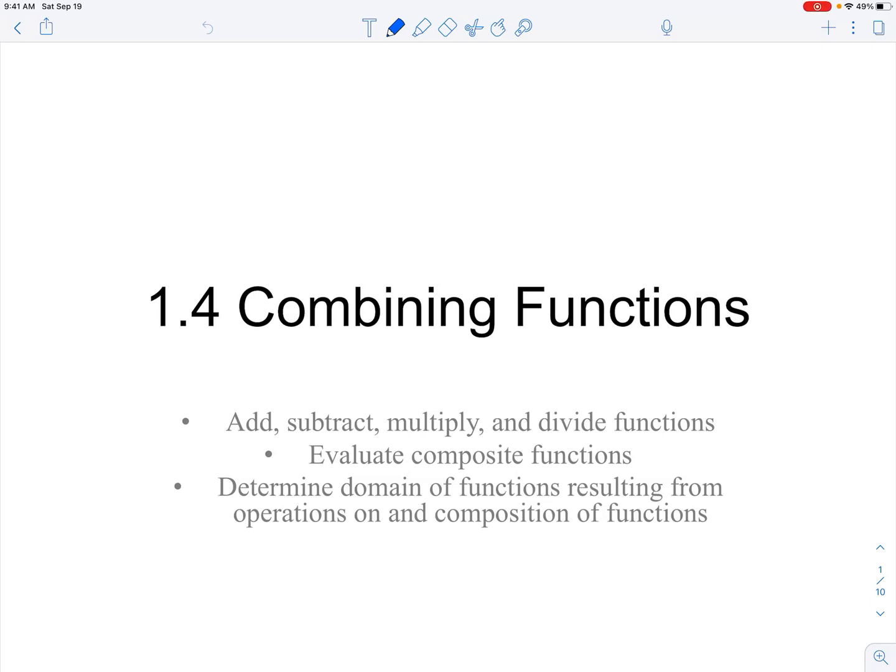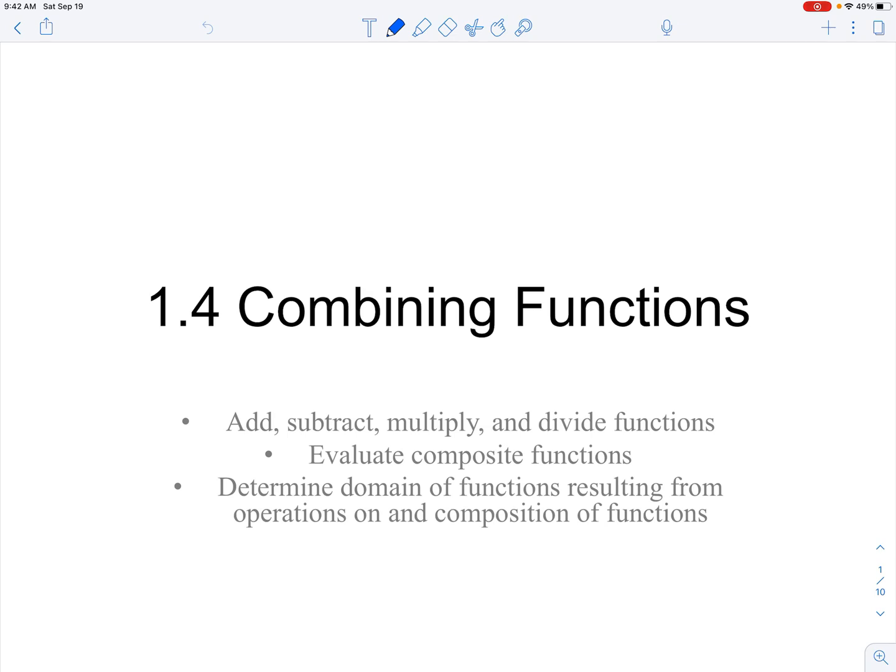Okay, so this video is for section 1.4 on combining functions. So creating new functions from other functions. Eventually, like in calculus, when you have a function that has multiple parts or is a little more complex, it can be helpful to think about that function as a sum or difference of other functions, or a composite function, like one function inside of another function.